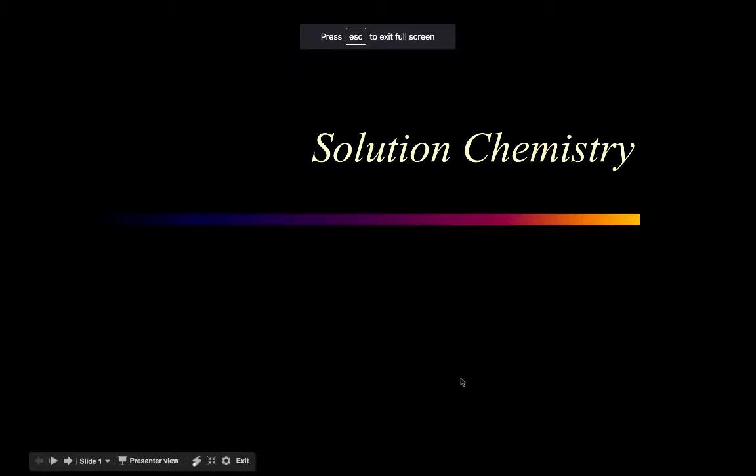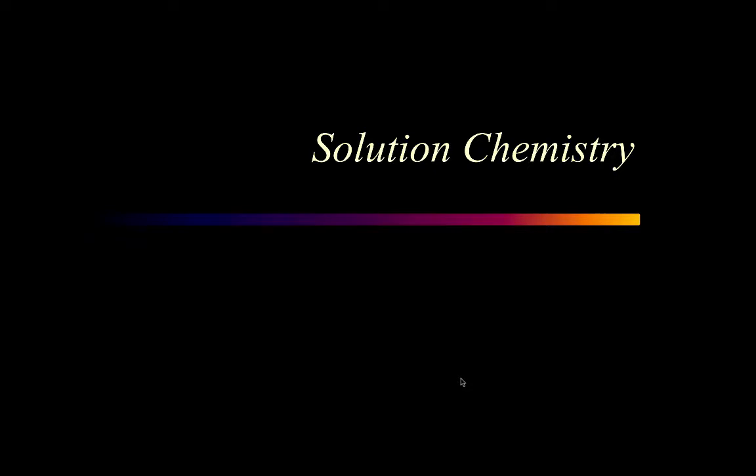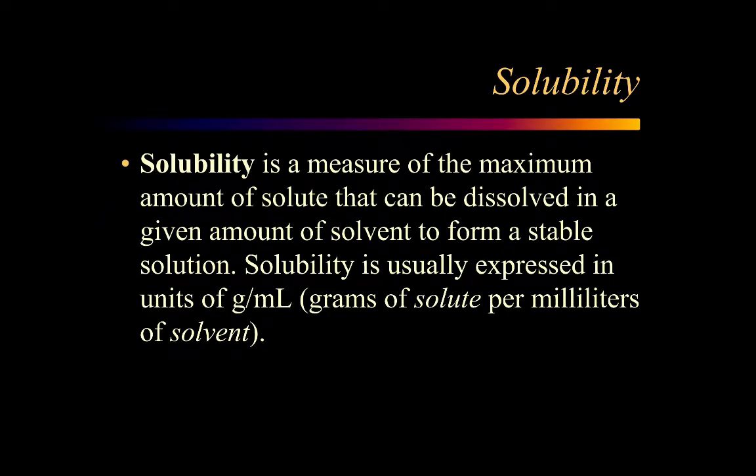All right, so I just wanted to review the concepts in Unit 5 with you. In Unit 5, you're learning about solution chemistry. So solubility. Solubility is a measure of the maximum amount of solute that can be dissolved in a given amount of solvent to form a solution. It's really important to understand that we have three things we're looking at: solvent, solute, and solubility.